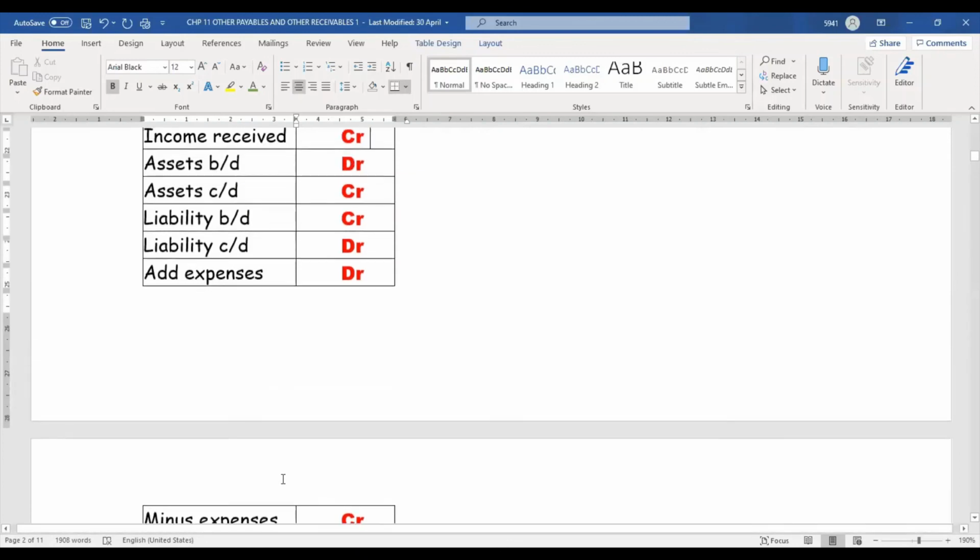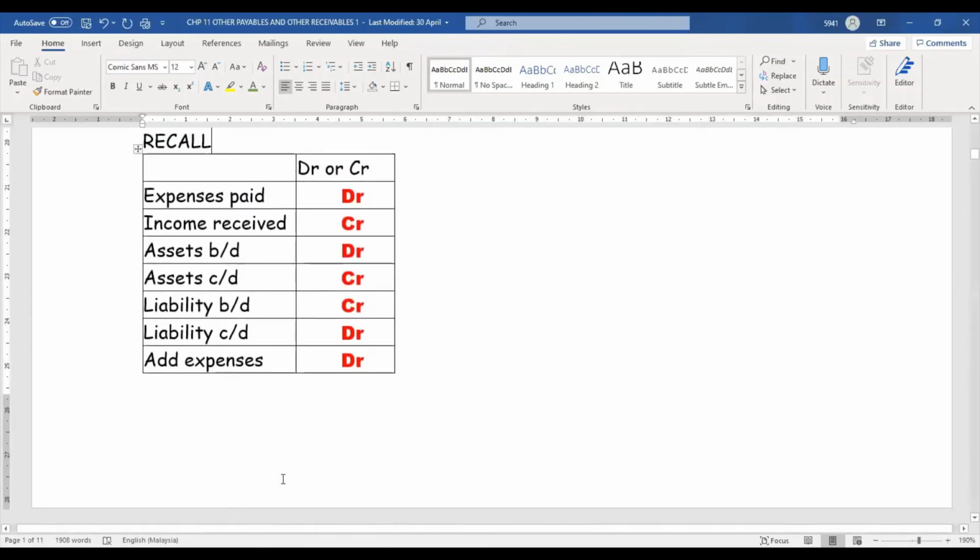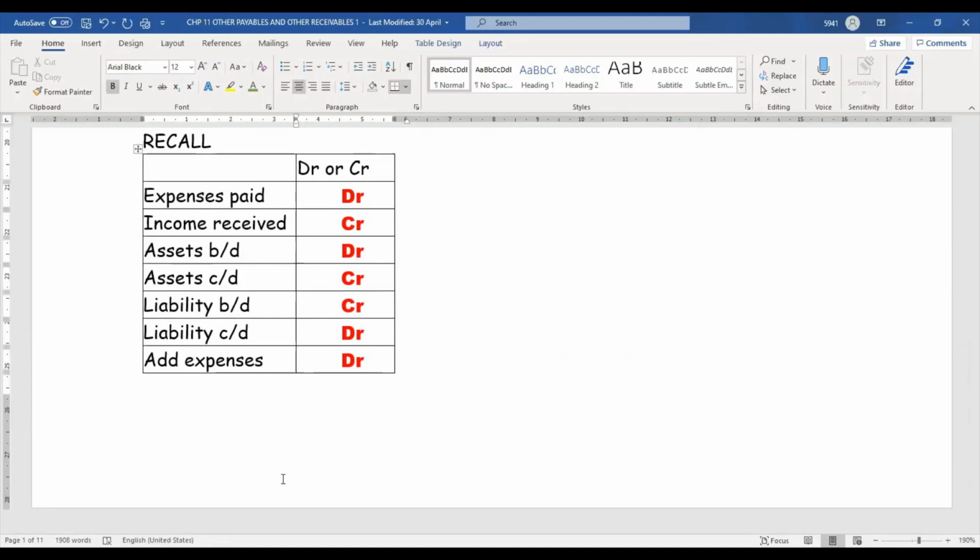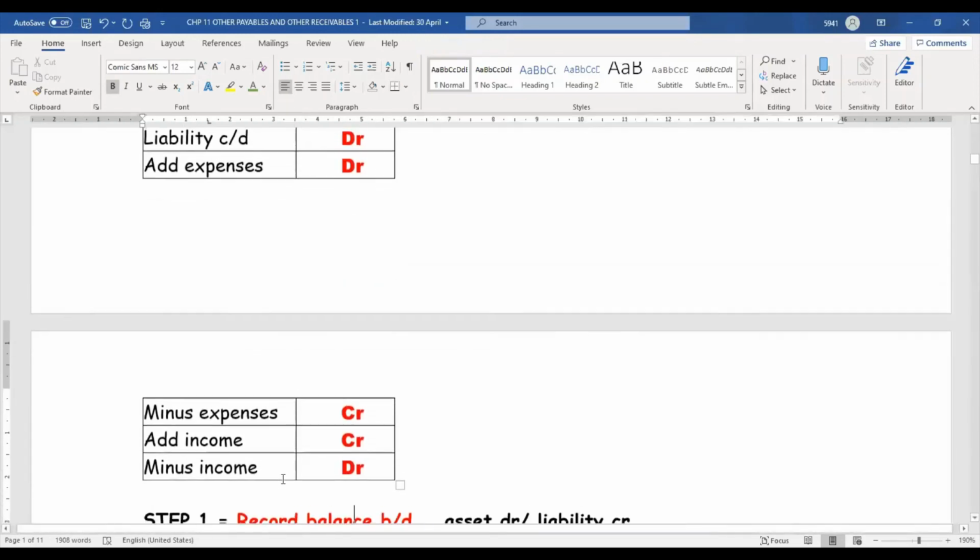So try to write this anywhere in a paper, so it will be helpful. Okay, write in a paper and keep that. So along as we do all the questions in this chapter, we will recall this. We will use this particular formula. Remember this: expenses paid, debit, income received is credit, and the rest of all this.